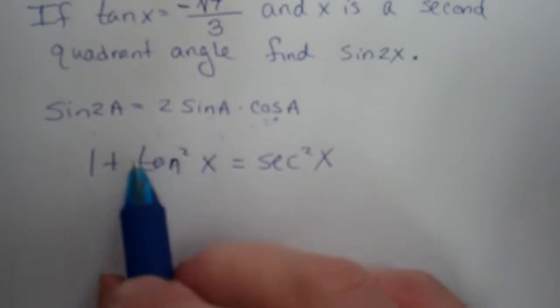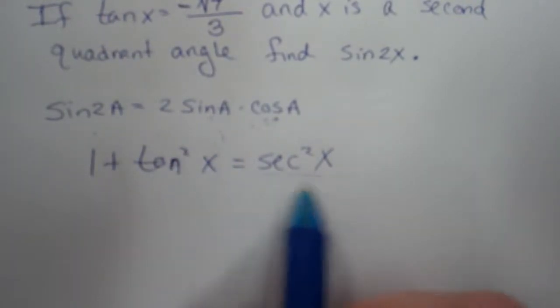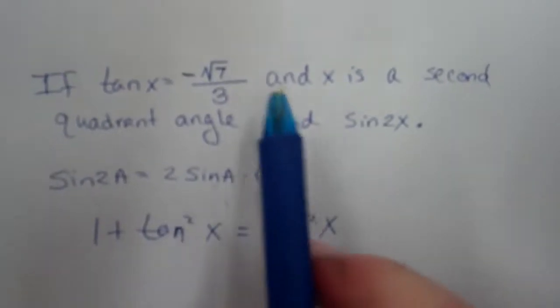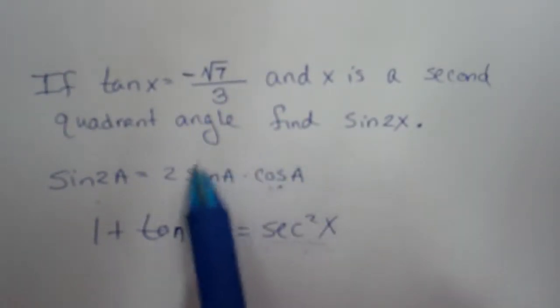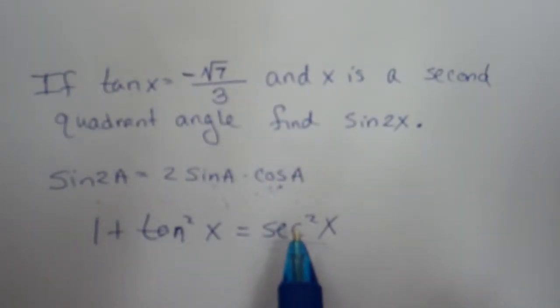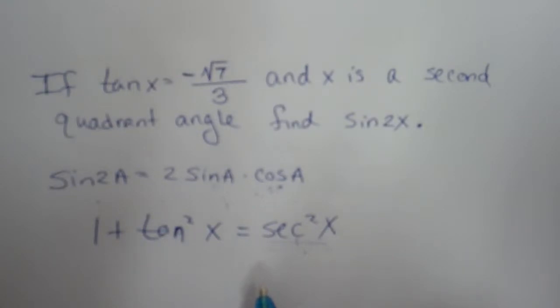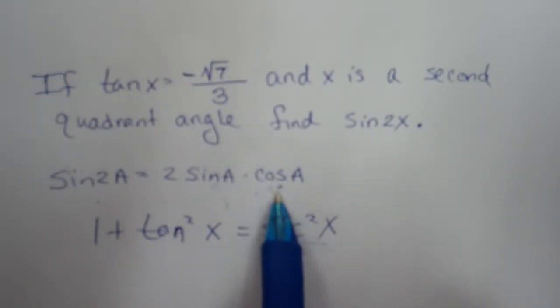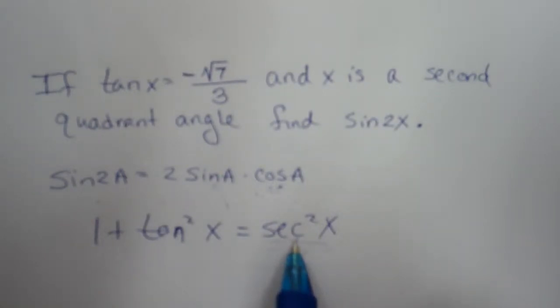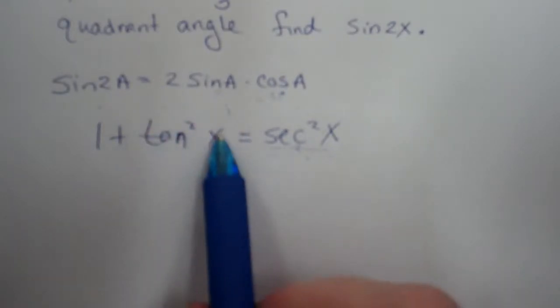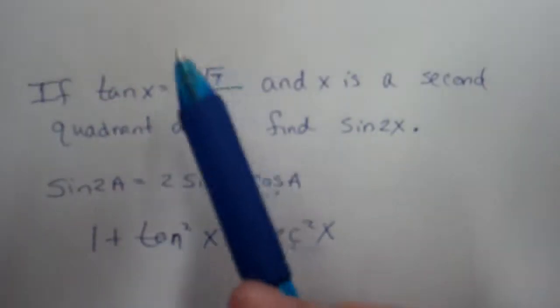So let's use this first to find the secant squared x. I realize that that isn't something that we need directly, but once you know the secant squared x, you will very easily know what the cosine is, because a secant is just the reciprocal of a cosine. So finding the secant is very, very close to finding a cosine. So since we know this and it lets us get this, let's do that right now.